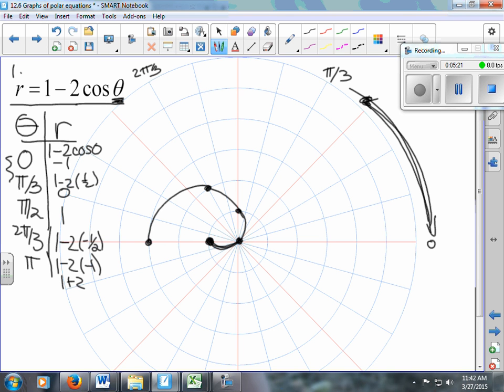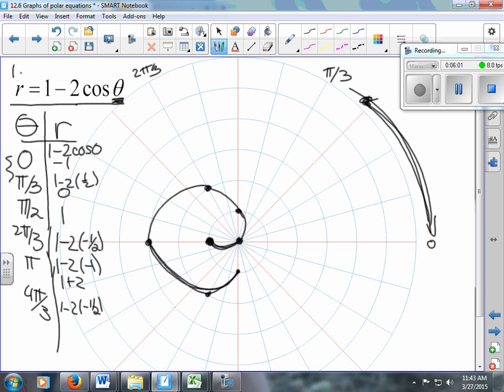Okay, now I'm going to keep going, but a little bit faster here, because I know that cosine is going to be symmetric about this axis, because I get the same kind of values in the third quadrant that I got in the second quadrant. If I plug in 2 pi thirds for the third quadrant, which would be 4 pi thirds, I get the same exact value, which was 1 minus 2 times negative a half, or 1 plus 1, so this is going to be 2. And then if I do 3 pi halves, I get back to 1. So these are coming back down like this.